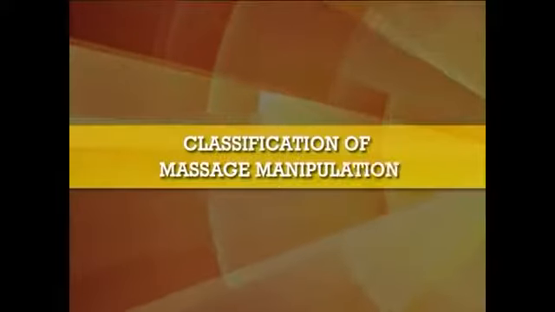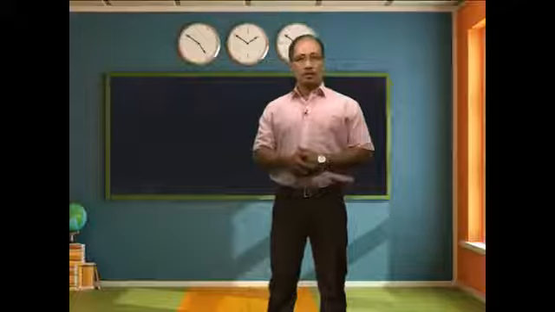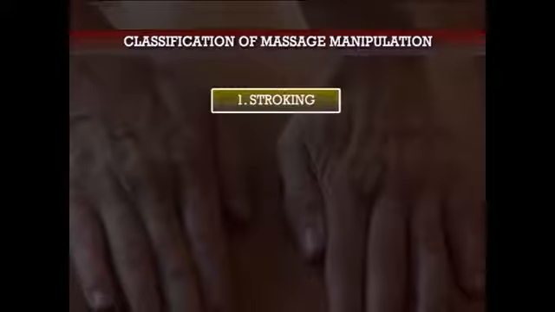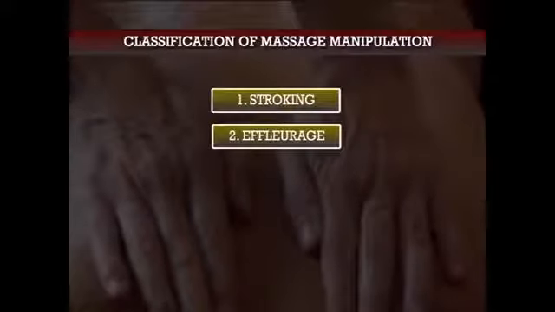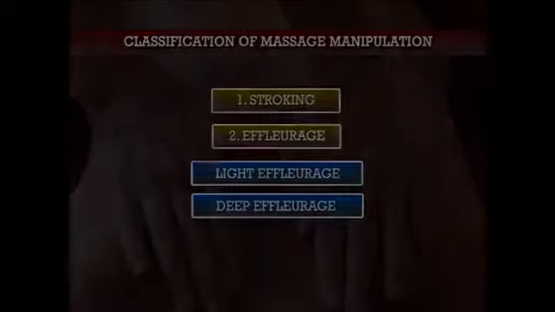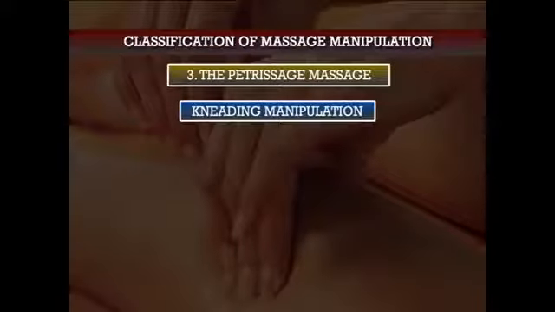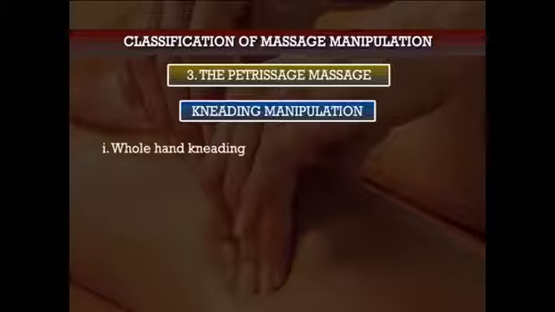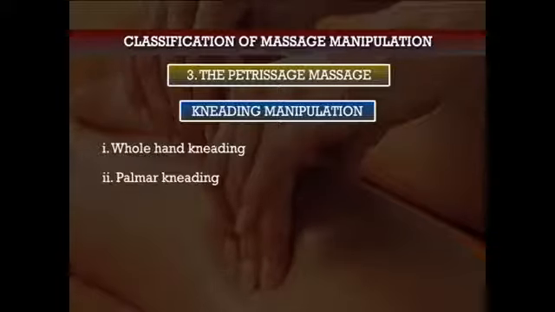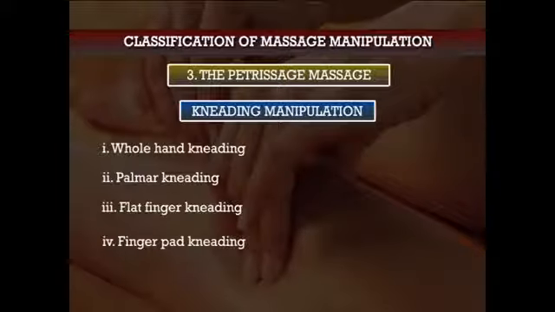So next comes classification of massage manipulation. The massage manipulation can be classified into number 1, stroking, number 2, effleurage. In this effleurage we have light effleurage and deep effleurage. Number 3, the petrissage massage. In this we have kneading manipulation. In kneading manipulation we have number 1, whole hand kneading. Number 2, palmar kneading. Number 3, flat finger kneading. Number 4, finger pad kneading.